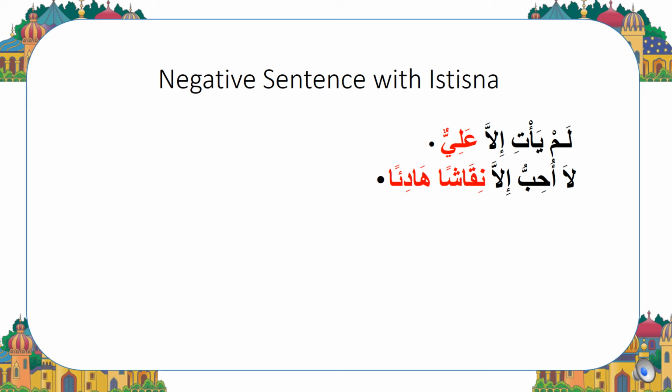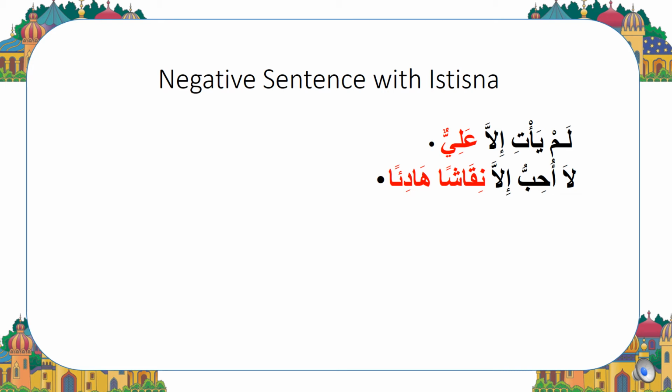of the verb ya'ti. As a rule, istisna article illa has no grammatical effect on the accepted noun as long as the sentence is negative and mustasna is not mentioned. Let's look at the second example.